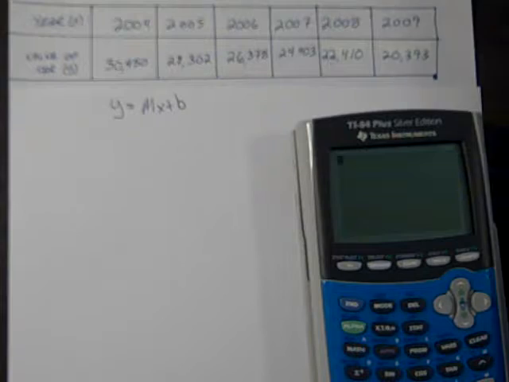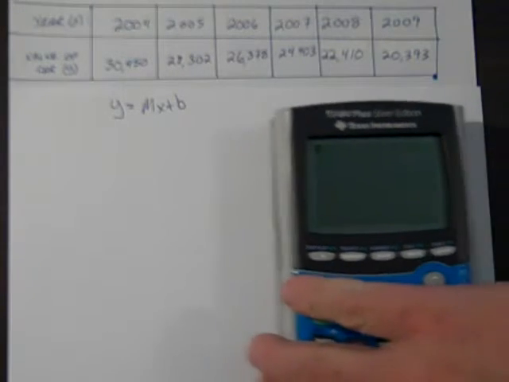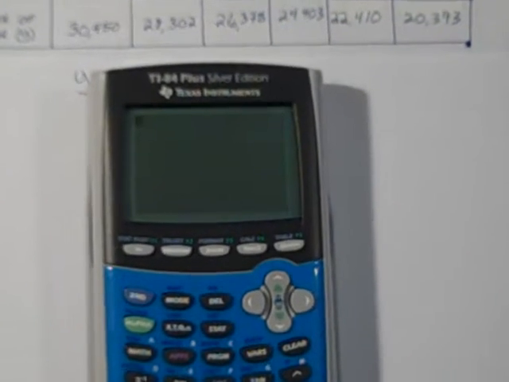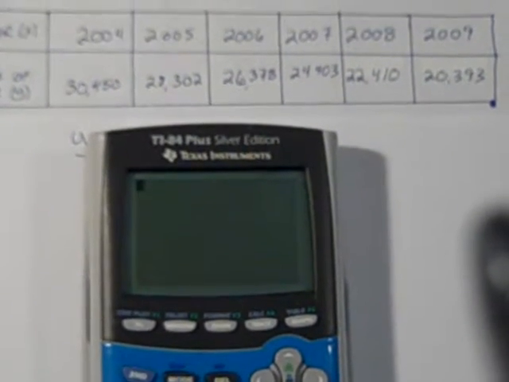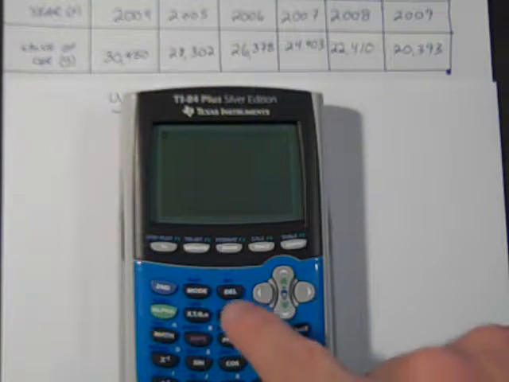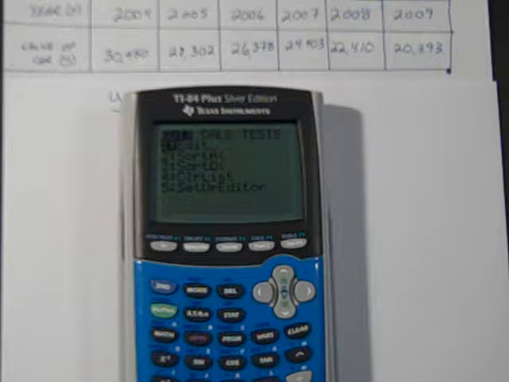Alright, so our data here, 2004, 2005, what we want to do is plug these into the calculator. So I'm going to try to zoom in just a little bit here. Maybe that won't work as well, so I'll keep it out. Okay, first thing we're going to do is hit this stat button. The stat button is located right here, and it'll pop up and it'll say edit, calc, and test. We want to edit the stats.